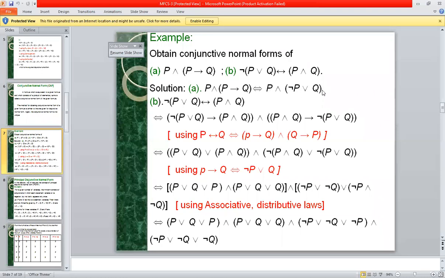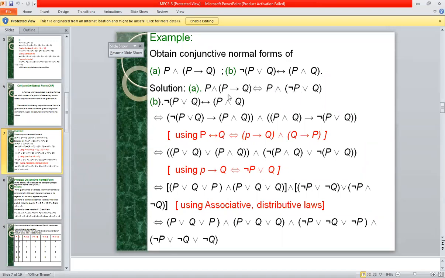So this is already a product of elementary sums. Inside the parenthesis we have the sum symbol, and outside the parenthesis we have the product symbol. This is a variable, and these are the elementary sums. A product of elementary sums is in conjunctive normal form.